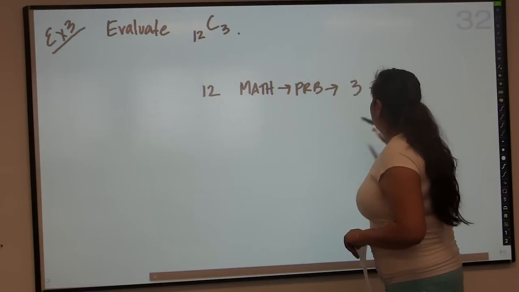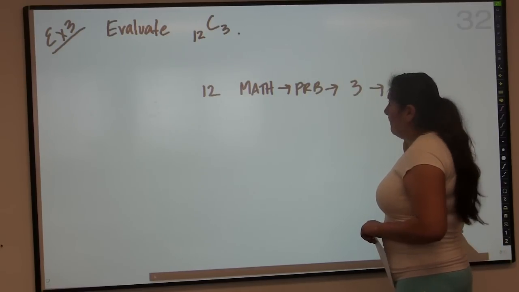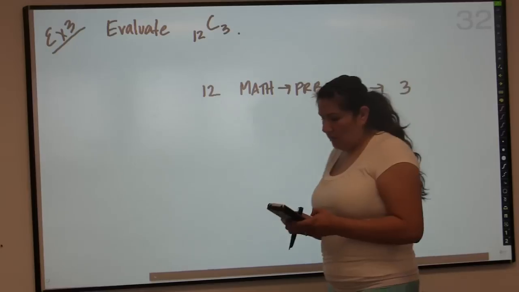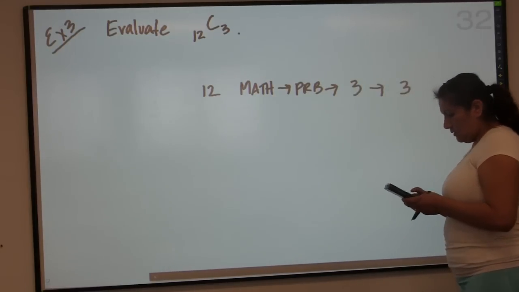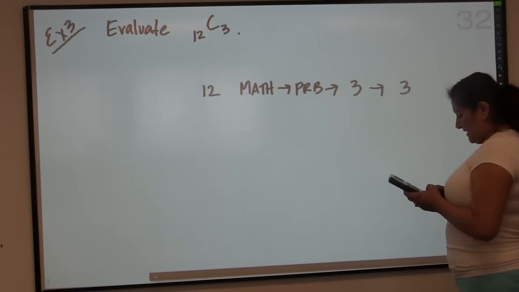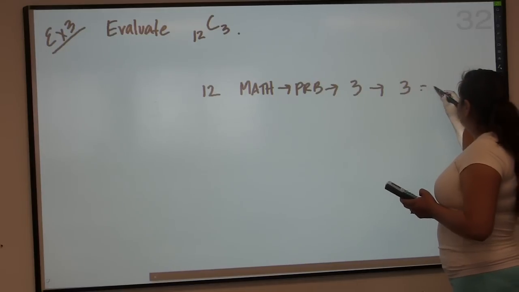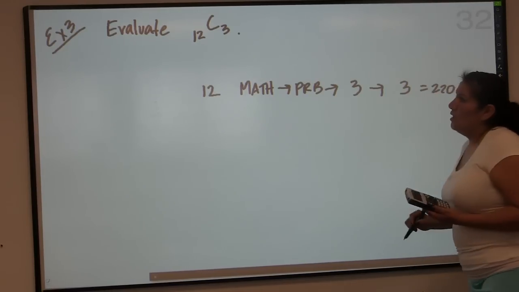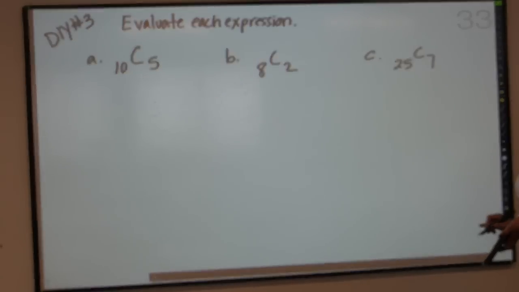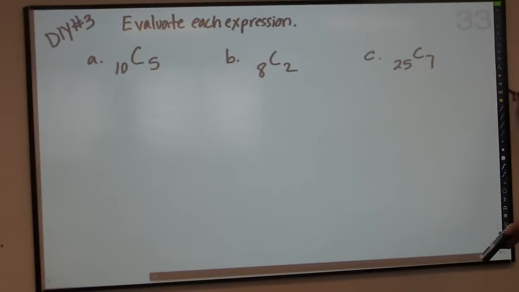And then you're going to type in the actual number 3, because it's a 3 here. And so when I do that, 12, math, probability, option 3, then I type in 3, I get 220. All right, so not complicated. You can try doing these guys here in much the same way.